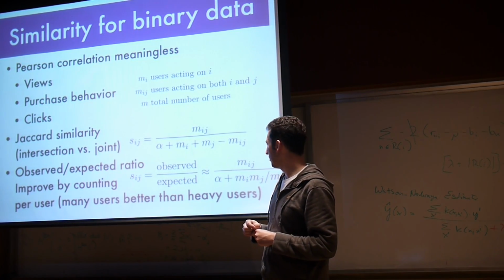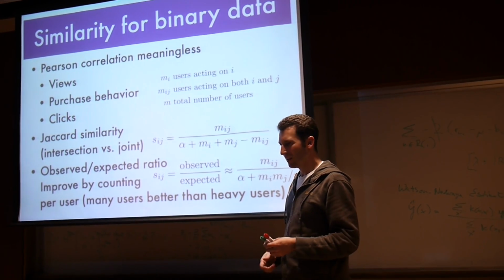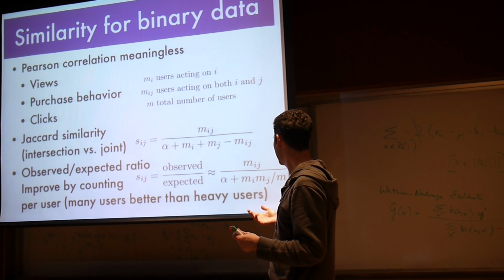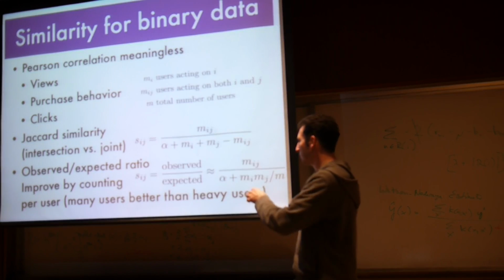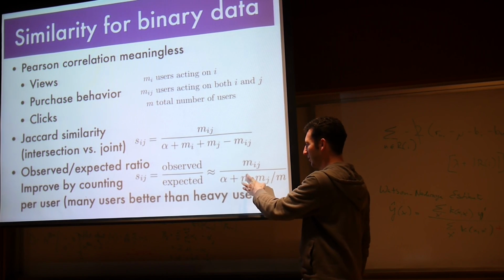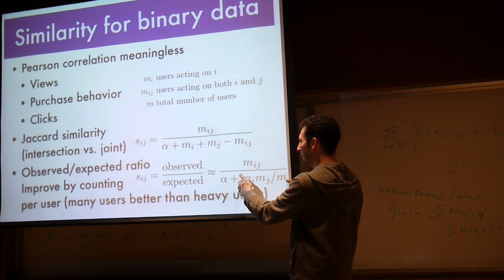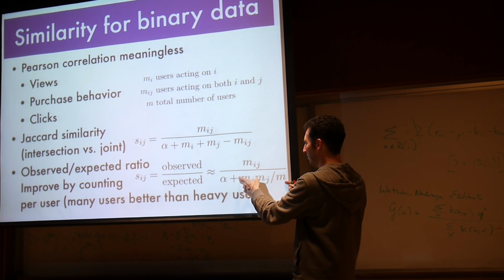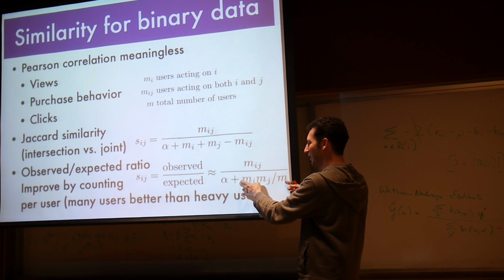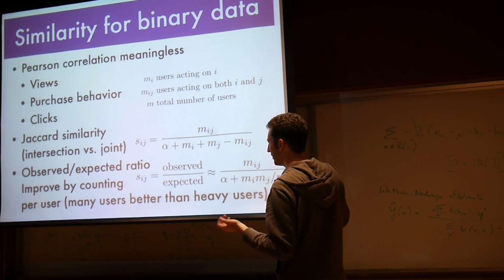You can do things like look at a ratio between observed and expected items, and so basically observed items are m_ij, m_i over m is the probability that i happens, m_j over m is the probability that j happens, so multiplying that out by m, that number is what would happen if both things happened independently. And then again, you smooth it a little bit to push everything closer to 0.